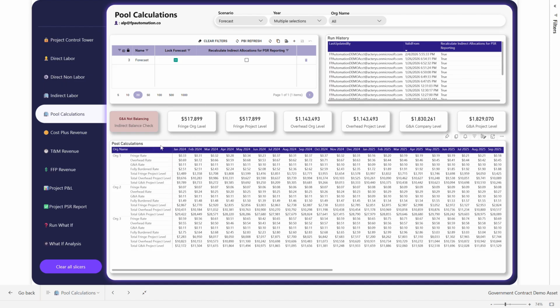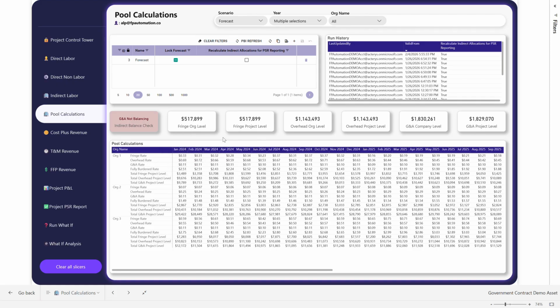So now, for every dollar of direct labor and non-labor we charge, we also need to charge 11 cents on top of that for G&A. This allows us then to formulate our fully burdened rate. And our fully burdened rate is essentially a mathematical calculation where we take 1 plus the fringe rate times 1 plus the overhead rate times 1 plus the G&A rate in order to get our fully burdened rate.